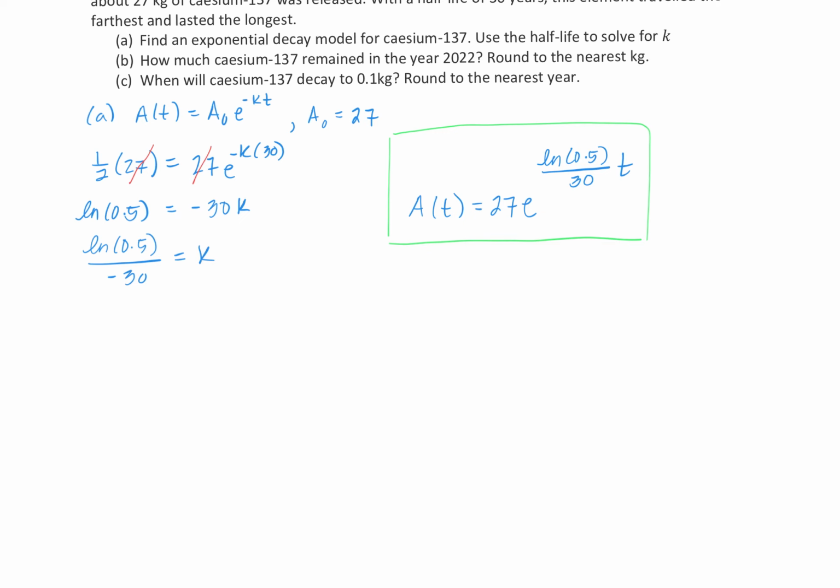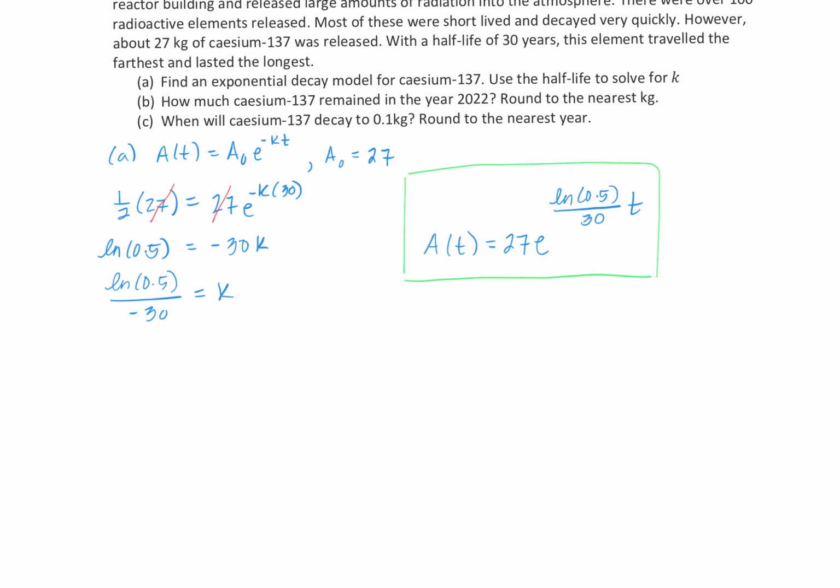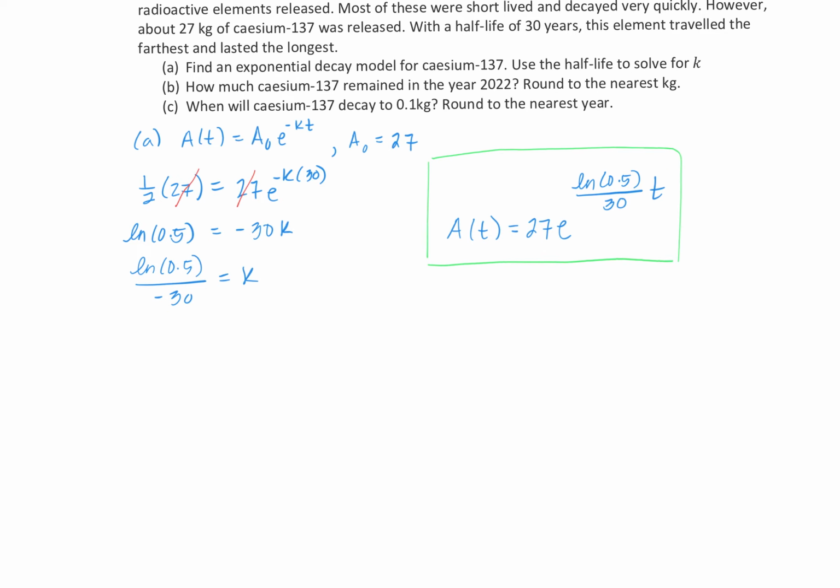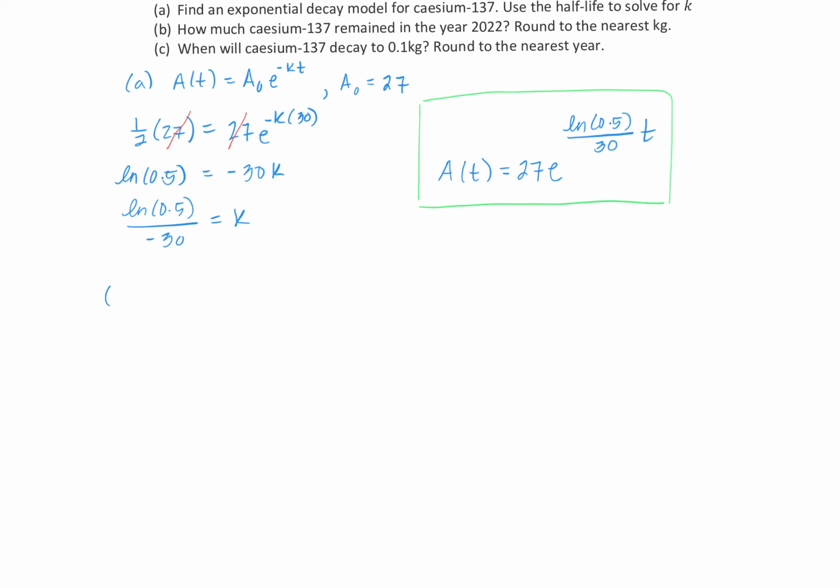Let's look at part B. So in part B, it's just asking us to find how much cesium remained in the year 2022, which is the year that we're in. Our formula needs a t value. So we're starting here at 2022, and the year that Chernobyl happened was 1986. So the difference is 36. That's going to be the t value that we're going to put into our formula.